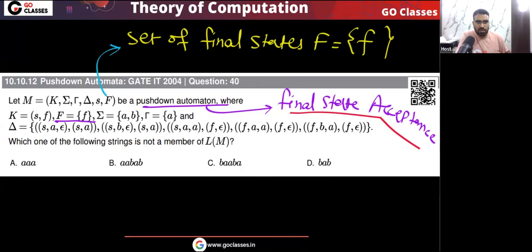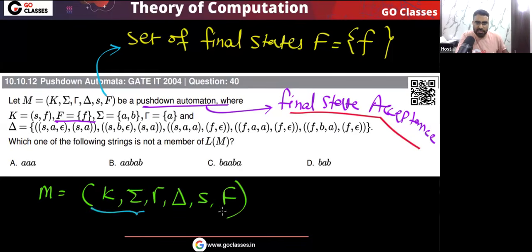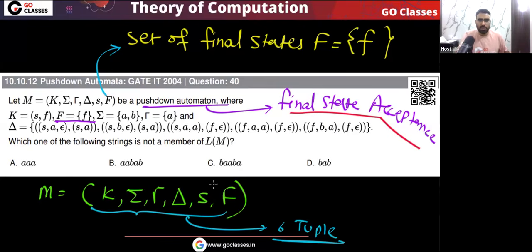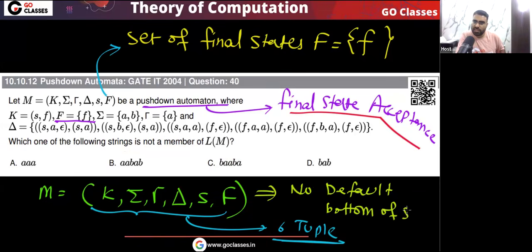One more thing I want to ask you. In this PDA, is there any bottom of the stack symbol? Look at this definition of PDA and tell me. You can see set of states is there. We have input alphabet, there is tape alphabet, there are transitions, there is start state, there is set of final states. Now you tell me, this is a six tuple, yes or no? This is a six tuple. Here you can easily see we do not have any default bottom of the stack symbol. Yes or no? There is no default bottom of the stack symbol.